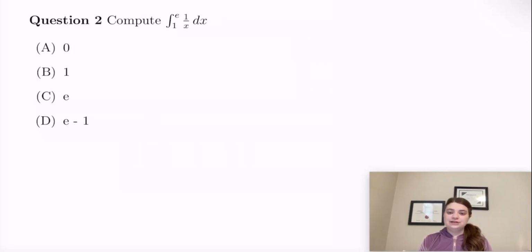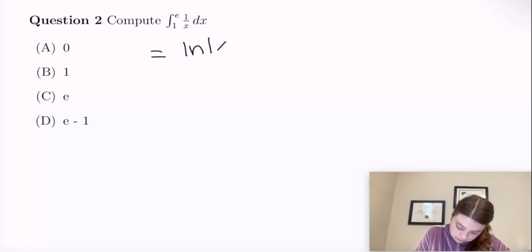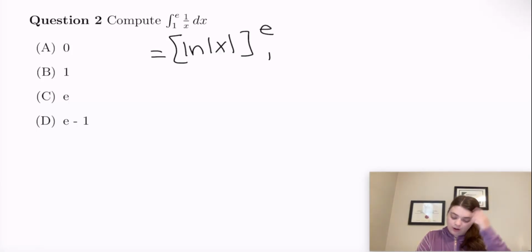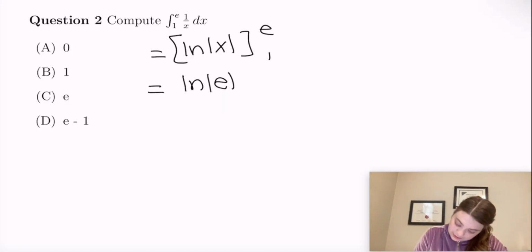All right, now let's try a second one. So same steps here, but this one looks a little bit different because we have 1 over x. So recall that the antiderivative of 1 over x is ln x, or a natural logarithm. So therefore, this is equal to ln x from 1 to e, because 1 is smaller than e. Then we're going to get ln absolute value e minus ln absolute value 1 when we plug that in.